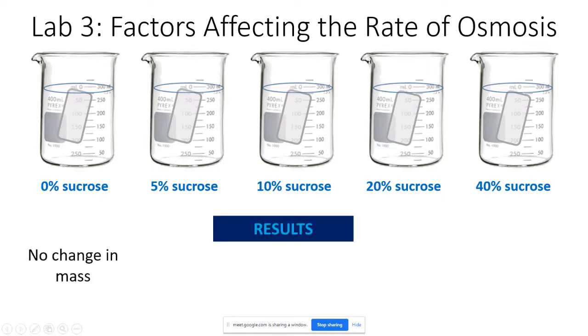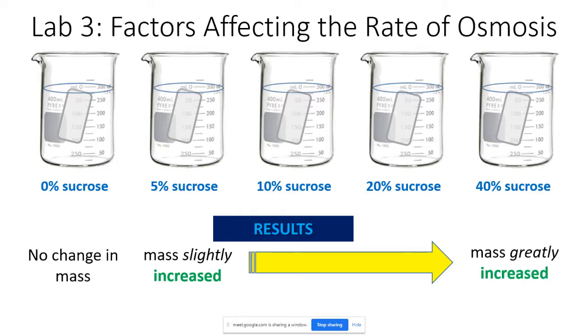you see that in the first one, where it's a water bag in water, there's no change in mass. Well, that makes sense. However much water moves in is the same water that's going to move out. So overall, you don't have a net change. But when you look at from the 5% all the way up to the 40%, the 5% has a slight increase in mass, and then 10% would be a little bit more, 20% would be a little bit more, and then 40% you have a huge increase in the mass.